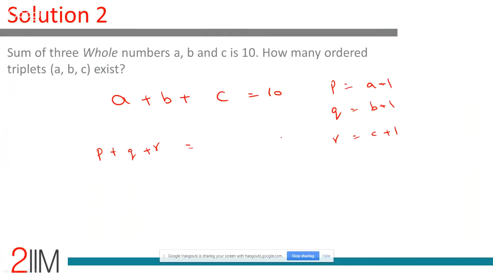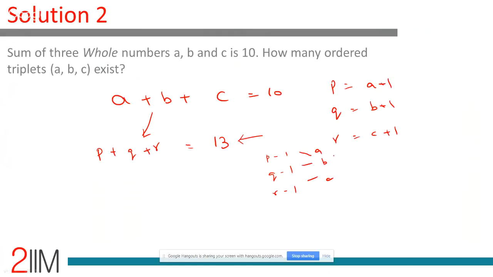Now I'm going to think about P plus Q plus R. It's nothing but A plus 1 plus B plus 1 plus C plus 1, which is A plus B plus C plus 3, which is 13. Now, each of these, P, Q, R, is one more than the corresponding A, B, C. Think about this. If we found how many ways there are of solving this, then from P we can subtract 1, from Q we can subtract 1, from R we can subtract 1, and we get A, B, C. What's the big deal? You're adding one and subtracting one. Can we do this in every scenario?